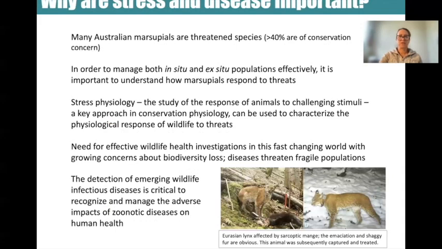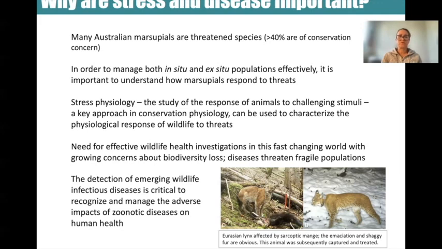So why are stress and disease important to understand and study? Well, many Australian marsupials are threatened species, so more than 40% are of some level of conservation concern. We recognise that in order to manage both in situ and ex situ populations effectively, it is important to understand how marsupials are responding to threats and how these threats may induce stress upon the animals.